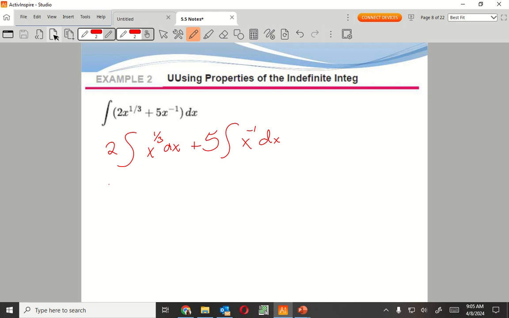That one's going to give me 2 times x to the 4/3, very good, x to the 4/3, and then times 3/4. Remember, because we're dividing by 4/3, we can just multiply by the reciprocal. And then again, there is my plus c here. That's a dx, oh sorry, that's a d, okay.